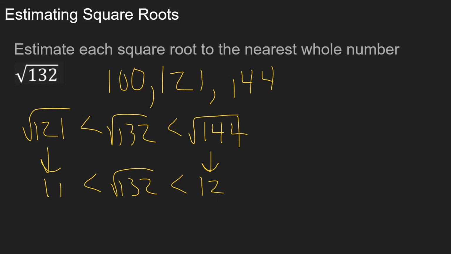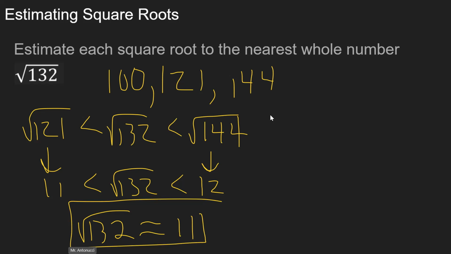All right, now this one's really, really close, but 132 is 11 more than 121. So 121 to 132 is 11. And then 132 to 144 is 12 units. So 132 is really almost right in the middle of 121 and 144, but it's a little bit closer to 121. So if we're approximating to the nearest whole number, the square root of 132 is approximately 11, and that would be our answer. All right, well, that's how we estimate square roots, guys.